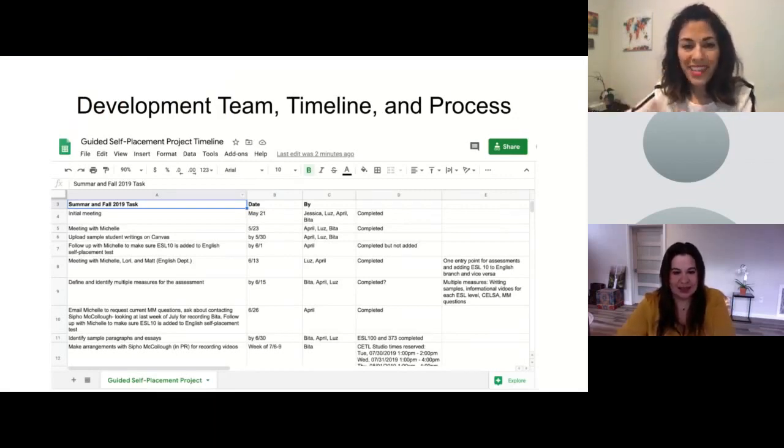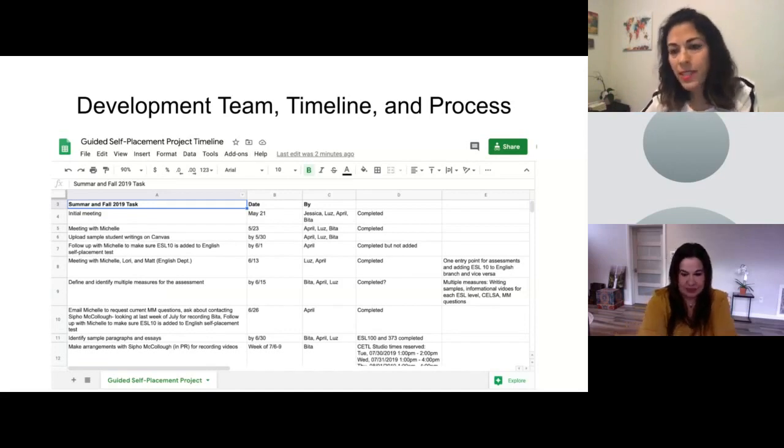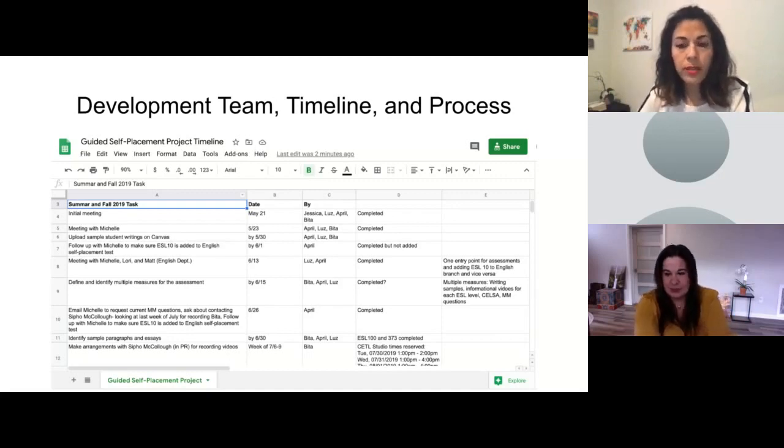From the very beginning, how we got started with the development process, I see someone typed in the chat box that you are starting to develop your self-guided self-placement. So how we got started was back in fall 2018. Our department chair approached three of us, the full-time faculty, and asked us if we were interested in being involved in developing this. And we said yes.